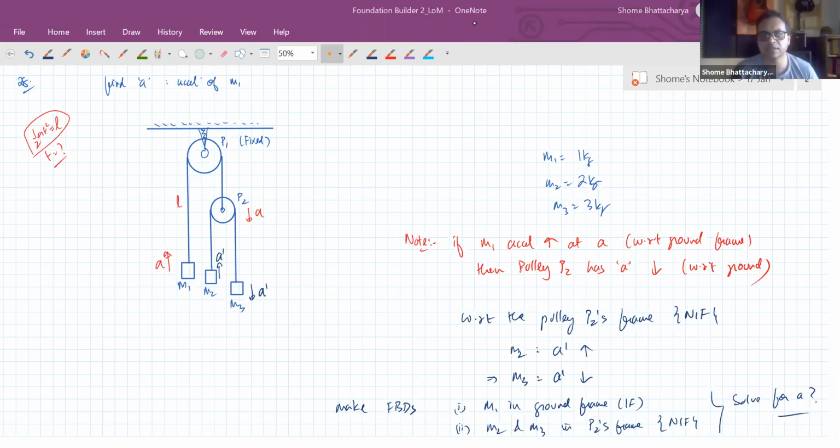Yes, Bhargav, that's correct. That's why this parameter is A prime, and that one is A. So obviously A is not equal to A prime. You can take it as A1, A2 also if there's confusion from that.